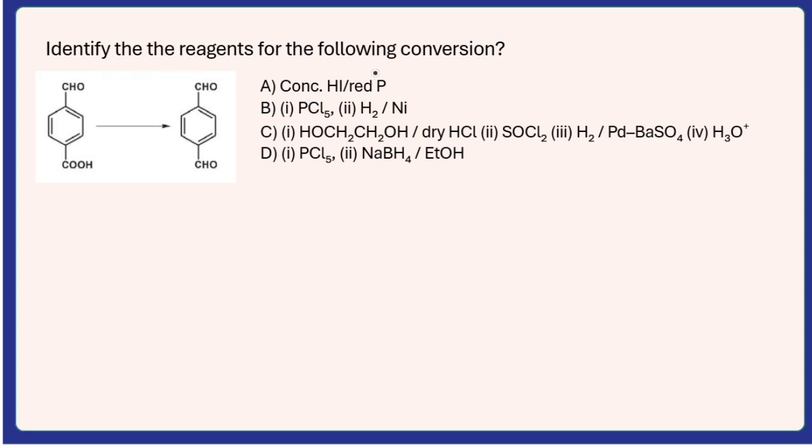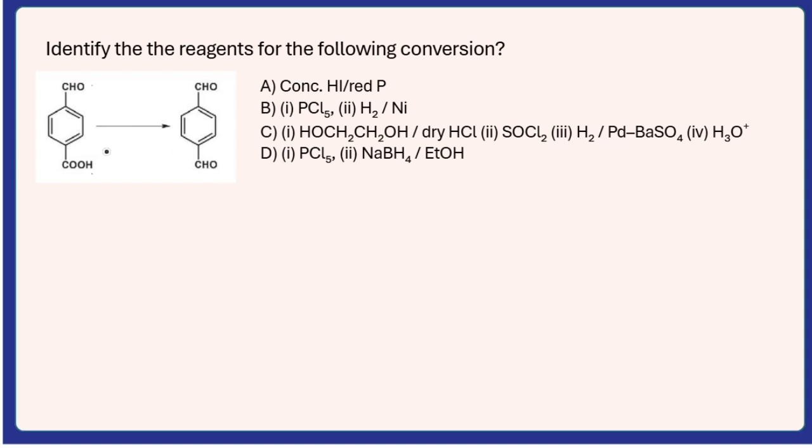Let's identify the reagents for the following conversion. What is the conversion here? There is an organic molecule with aldehyde and carboxylic acid. We have to retain the aldehyde as it is. At the same time, we have to reduce this acid to aldehyde. So here we are doing a selective reduction.